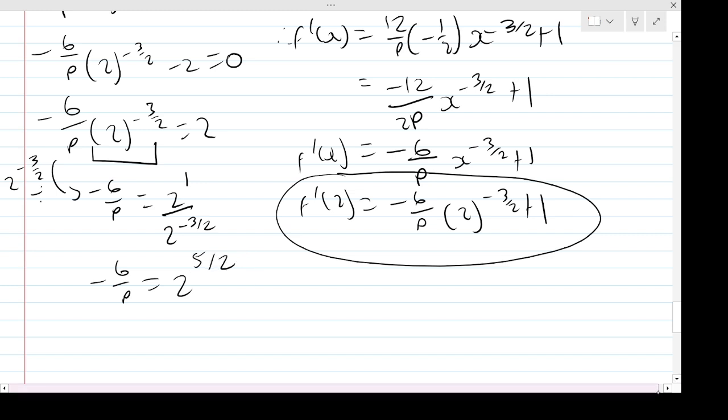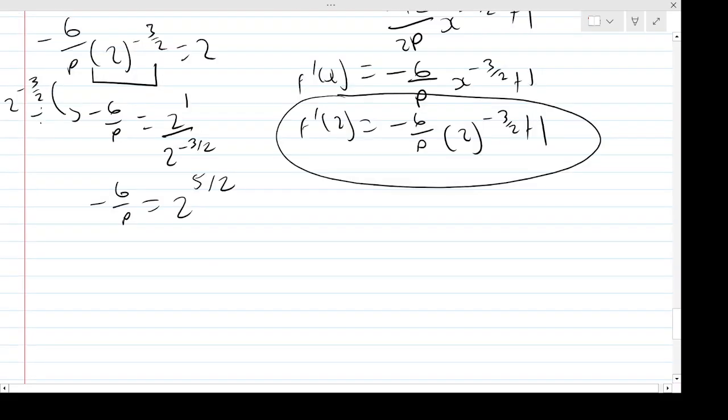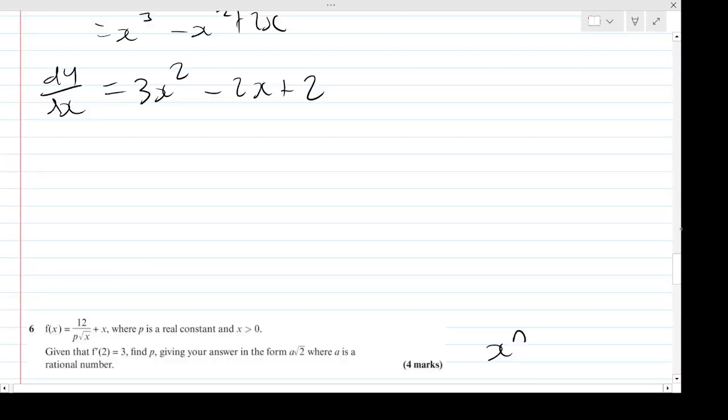And there we are. Then I can cross multiply, right? At this point, if you imagine we're dividing by 1, that's going to be minus 6 is equal to 2 to the 5 over 2 p, right? Then I can divide by 2 to the 5 over 2 to say p is minus 6 over 2 to the 5 over 2.